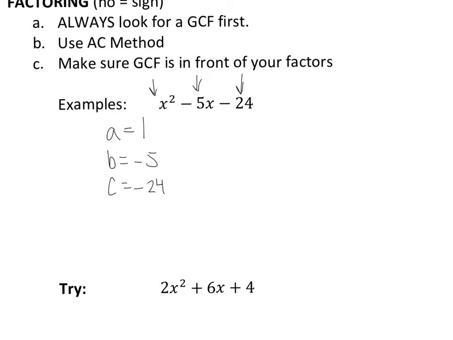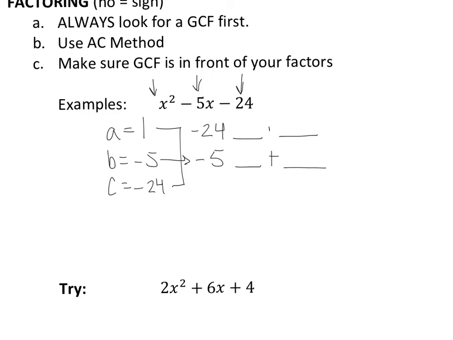Why it's called the AC method is you multiply your A times your C. 1 times -24 is -24. And then you just bring over your B, which is -5. And then you have to figure out what 2 numbers multiply to be your A times C, or -24, and add to be your B.